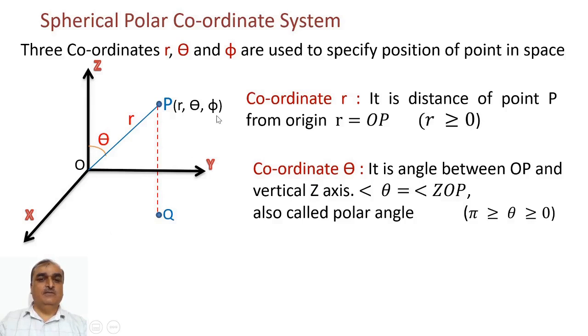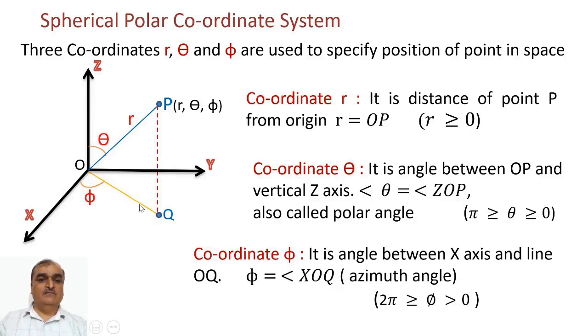Then let us see the third coordinate, phi. If you draw a perpendicular from point P on the xy plane, and let the foot of the perpendicular be point Q, then connect Q with the origin. This OQ is nothing but the projection of OP on the xy plane, and the angle made by OQ with the x-axis is the phi coordinate. That is, this angle XOQ is the phi coordinate, and the value of phi varies from 0 to 2 pi. This angle is measured in the xy plane.